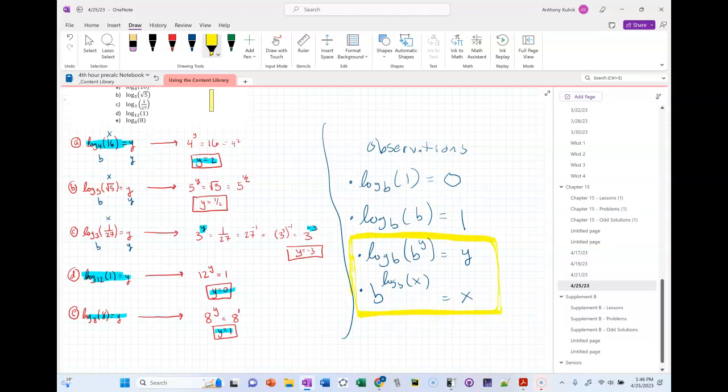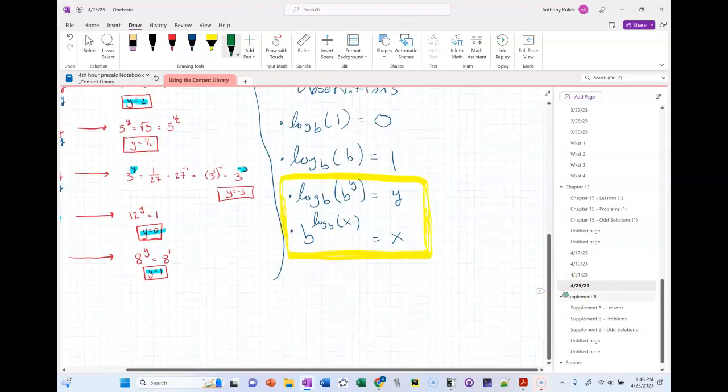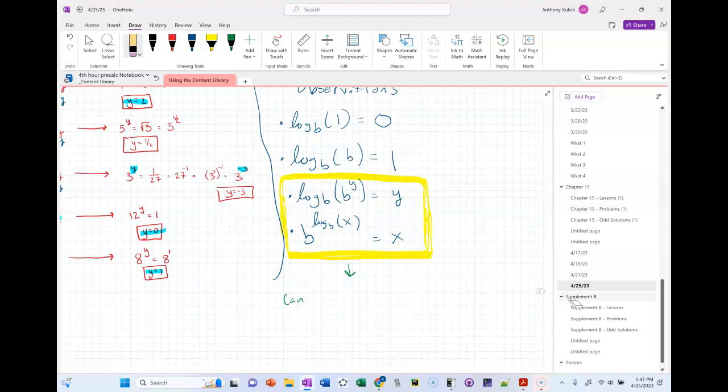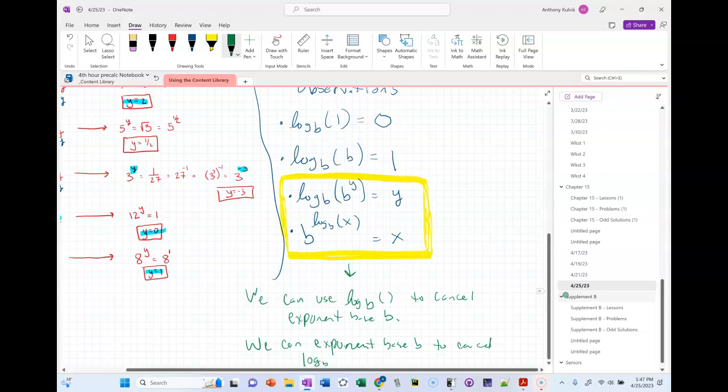These last two properties or observations are going to be super, super important going forward, because what we're seeing from these observations is that we can use log base b to cancel exponent base b, and then we can use exponent base b to cancel log base b.